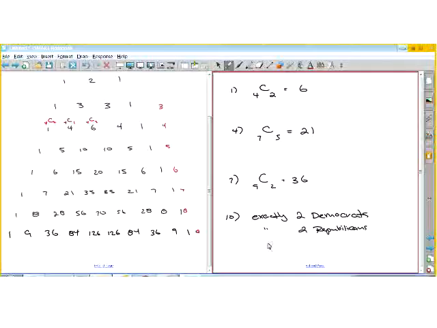So how many Democrats do we have? We have 7 Democrats. We take 7 things, 2 at a time, and then we do the same thing with Republicans. We have 3 Republicans taken 2 at a time. Now we just need to go over to our table. 7 things taken 2 at a time is 21. 3 things taken 2 at a time, we got 3 is the answer, and so you multiply that out and you get 63.